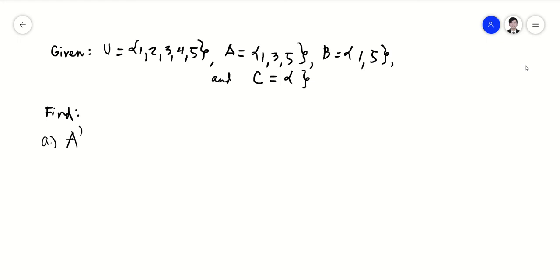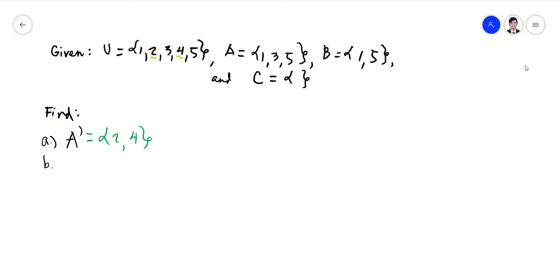So we're asked to find first the complement of A. If we're looking for the complement of A, we're looking for the elements that are in the universal set but not in A. So you have a 1, but there's a 1 in here. There's no 2 in A, so this will be part of our answer. 3, 4, there's no 4, but there is a 5. So that means our final answer is just 2 and 3. I mean 2 and 4, sorry. 2 and 4.